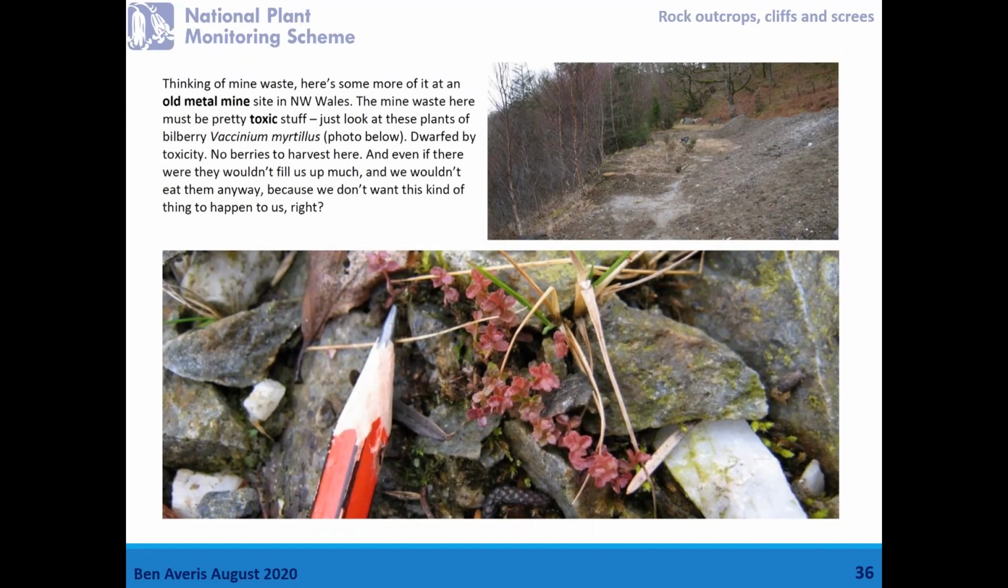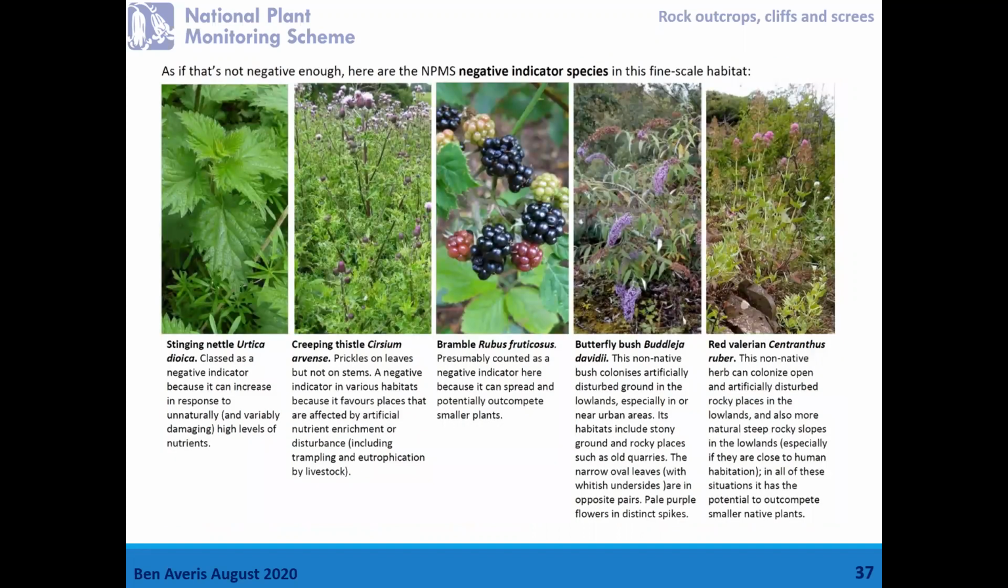So the next page, thinking that there's potentially a negative aspect to that bilberry growing so unbelievably small. These are the negative indicators in the non-montane rock habitat. Negative ones being things that may suggest that something isn't quite right, whether it be management or something going on that's interfering with the more natural ways of things. Stinging nettle and creeping thistle. Those two are also among the negative indicators for various other NPMS habitats.